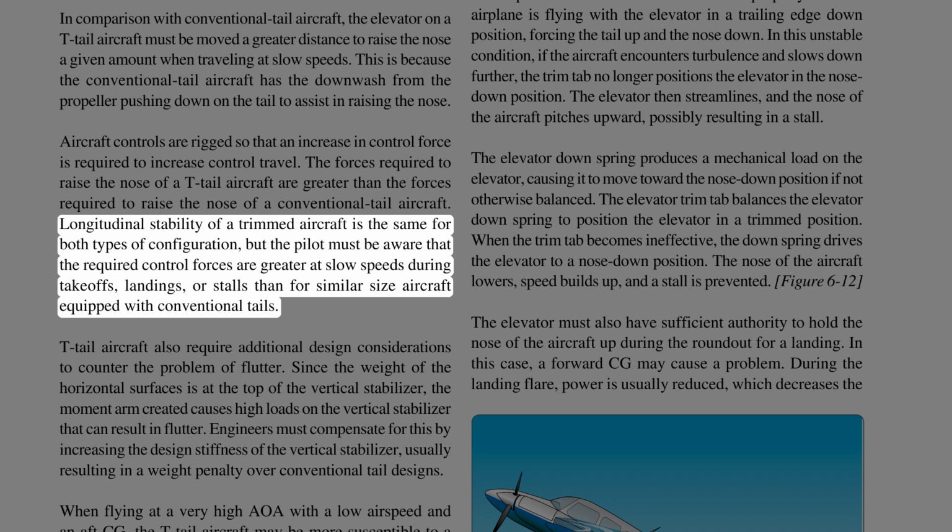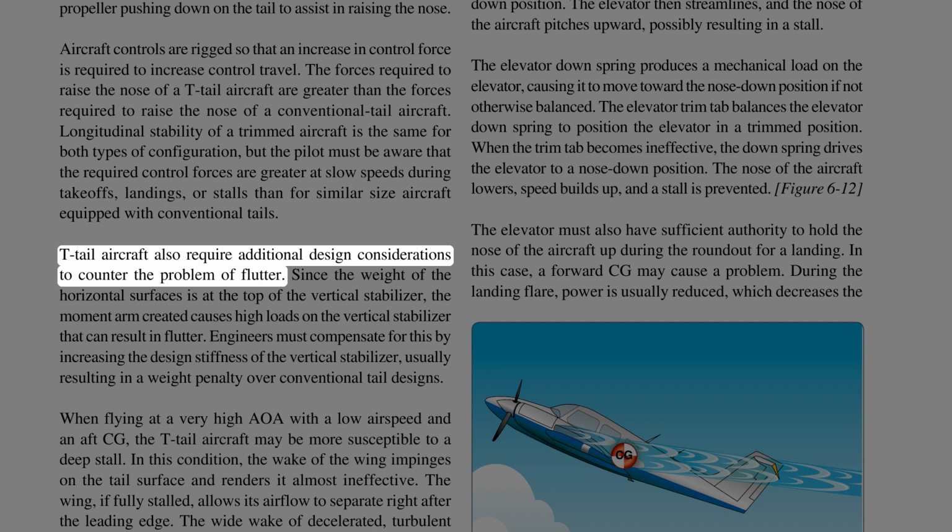Longitudinal stability of a trimmed aircraft is the same for both types of configuration, but the pilot must be aware that the required control forces are greater at slow speeds during takeoffs, landings, or stalls than for similar-size aircraft equipped with conventional tails. T-tail aircraft also require additional design considerations to counter the problem of flutter.